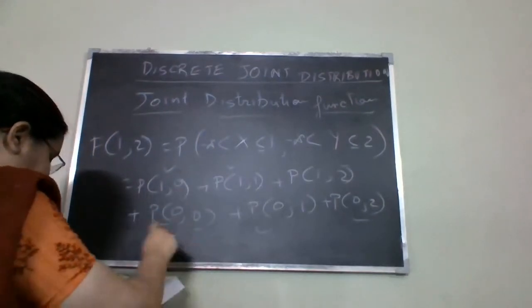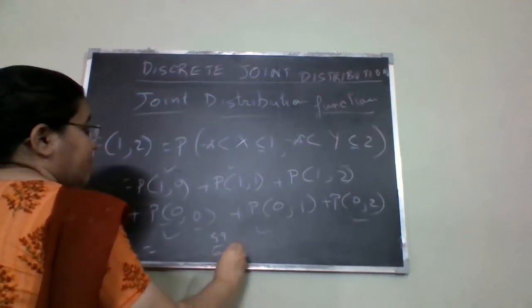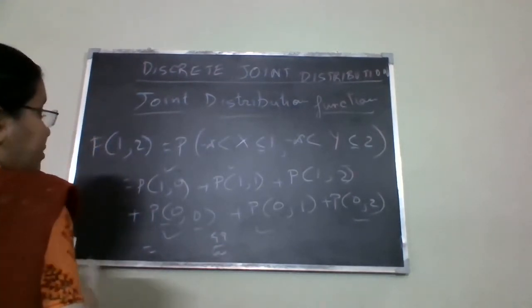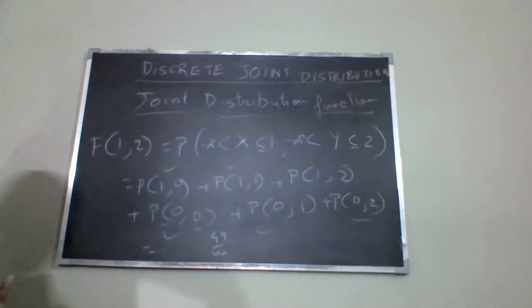Now you have to add up the probabilities and you will finally get a value of 49/60. So this is another example to demonstrate the joint distribution function. How do we do this?